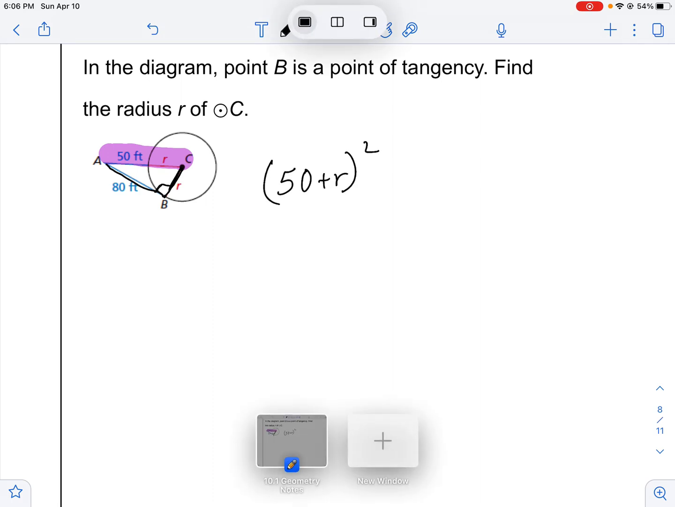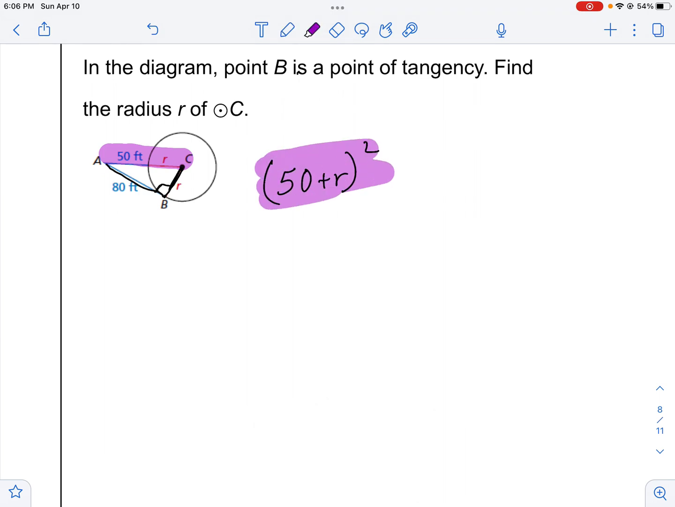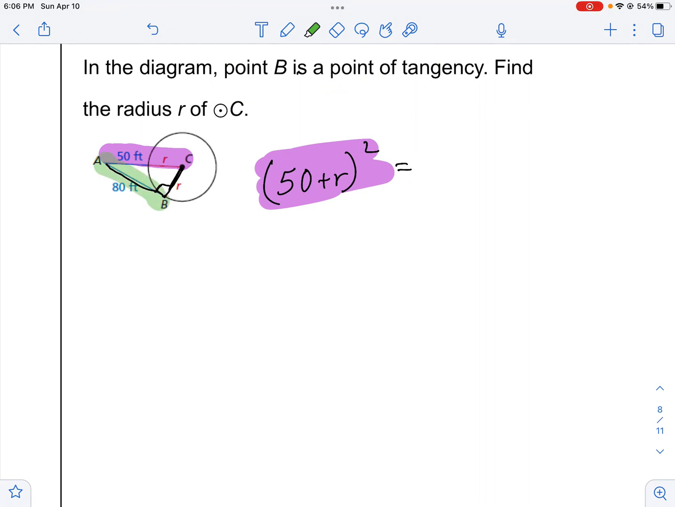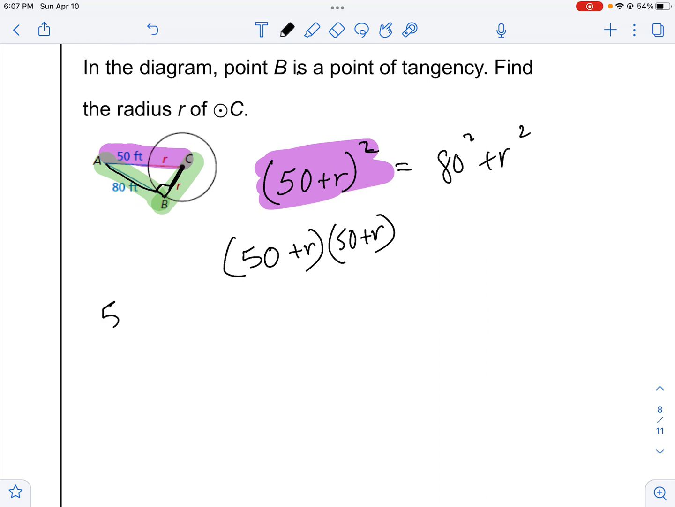And it's going to be hypotenuse squared equals side squared plus side squared. So 80 squared plus r squared. And this problem is really going to test your algebra abilities. So if you remember, this 2 tells me I need to write it twice. And then there's a lot of different ways you can do this. I like to use the box method.